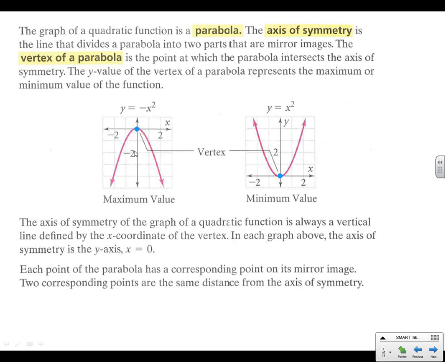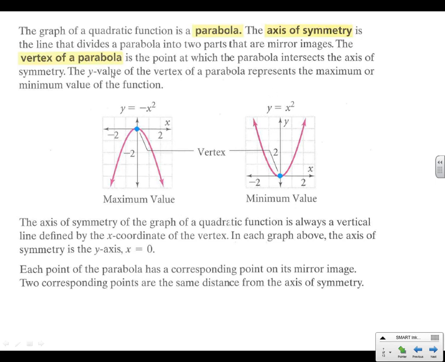Where would we have to fold the paper so that we would get a perfect mirror? So in this case, the axis of symmetry is the line x equals 0. It's going right through the middle. The vertex of a parabola is the point at the base, the bottom, or in this case, the top. Here's the bottom, right? So it's 0, 0 in both cases here. It doesn't have to be.